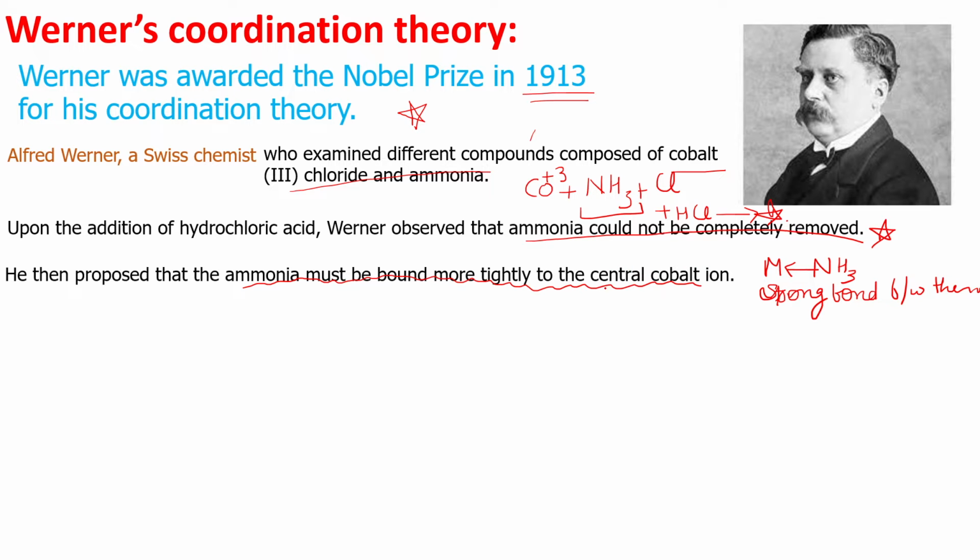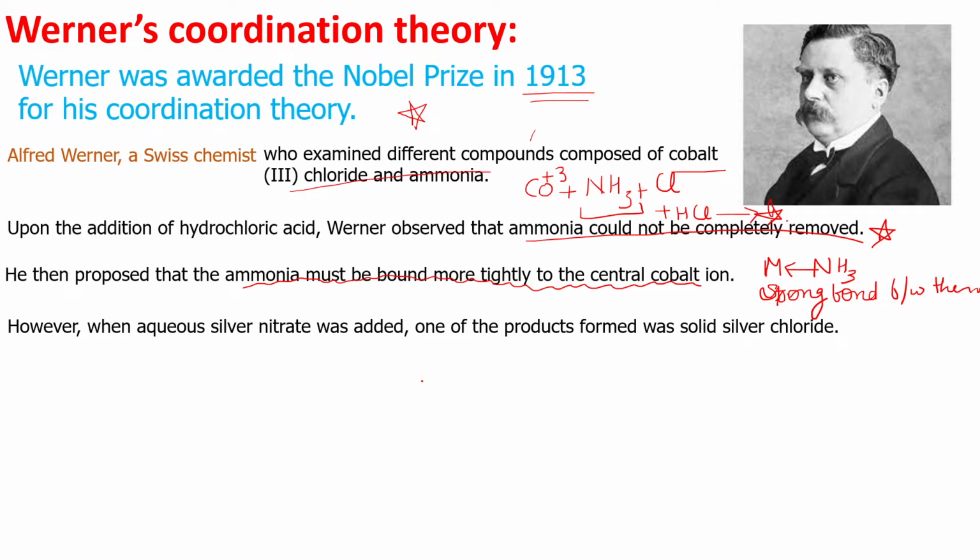So to further understand that, he added aqueous silver nitrate, AgNO3. If you add silver nitrate to a complex containing cobalt plus ammonia plus chloride, what will one expect? It could be expected that silver will combine with chloride ions and form AgCl. With the complexes he was working on, he observed that solid silver chloride precipitate started coming out of the reaction mixture.